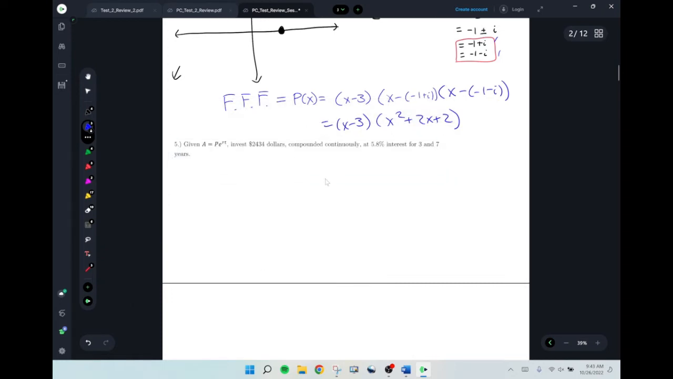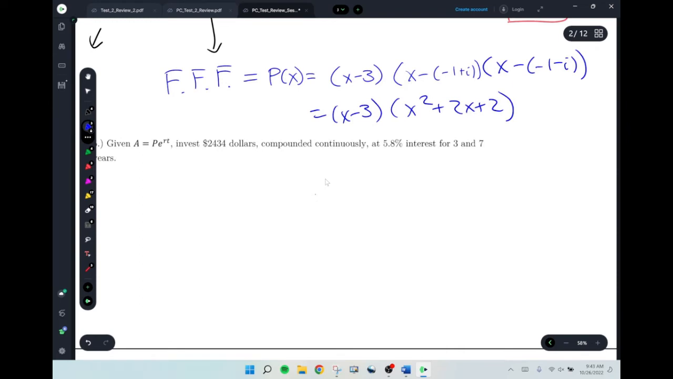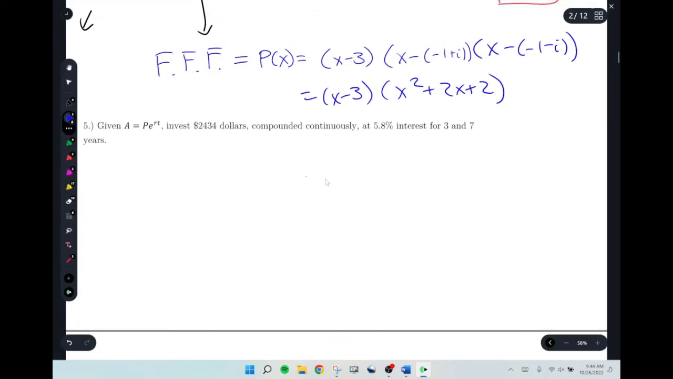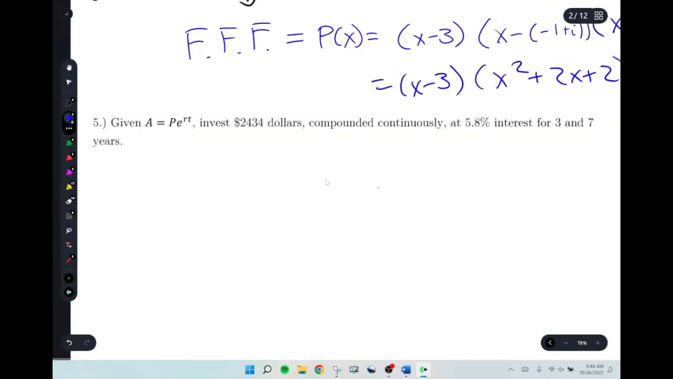Is there some more space to work on the second one? No, I'm not going to give you space. On the test, yes. But the reviews are just for you to go home and practice. I don't want to waste paper when I print them.